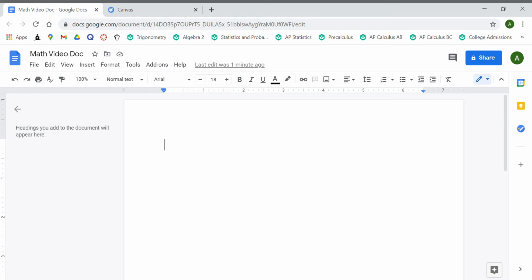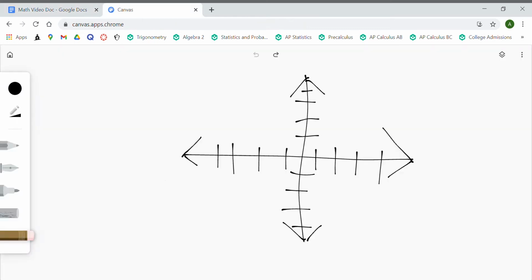So before we get to graphing equations in two variables, I want to show you guys how to graph equations of one variable first. So first I'm going to take you back to this. As a little refresher, this represents the x.